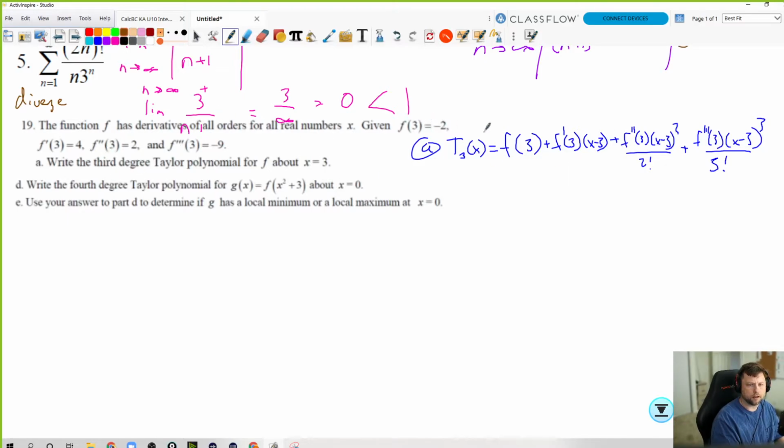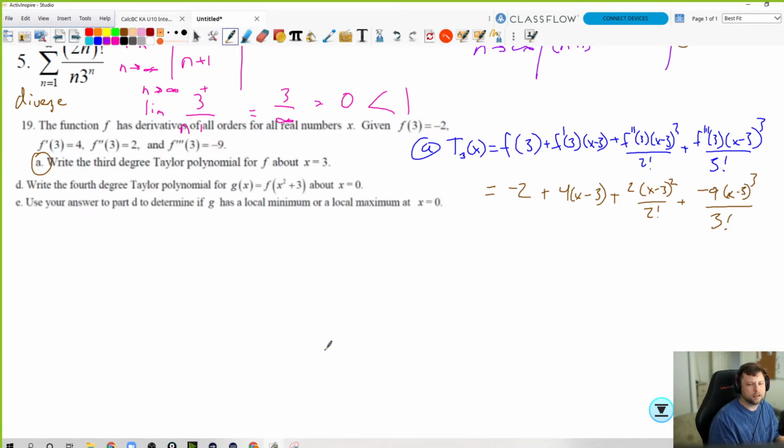Now we just have to plug in for each of the f of 3s. So if I'm plugging in, I got f of 3. This will be negative 2 plus 4 times x minus 3 plus 2 times x minus 3 squared over 2 factorial plus negative 9. You could switch it to minus 9 if you want to. I don't care. x minus 3 cubed over 3 factorial. I'm not going to simplify anything. I'm just going to leave it like that. Sure, you could simplify, your call, but I'm not going to bother. So that's number 19, part A. That's stuff that could be on the AP test.